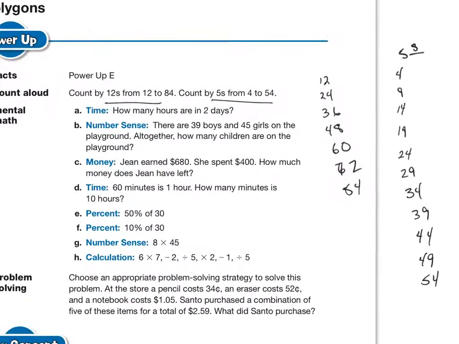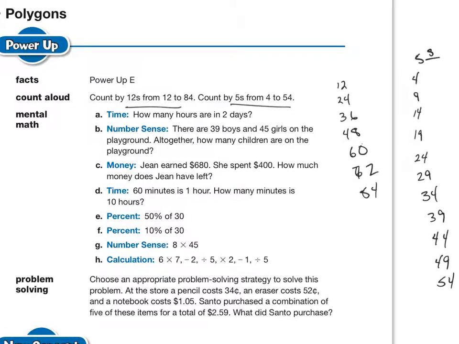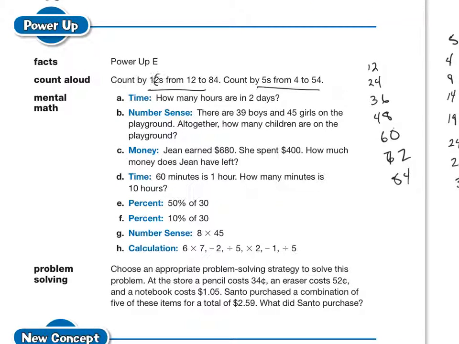12s is easy, but it counts up by 2s. 2, 4, 6, 8, 0, 2, 4. So there's that pattern because you have a 10 plus a 2.